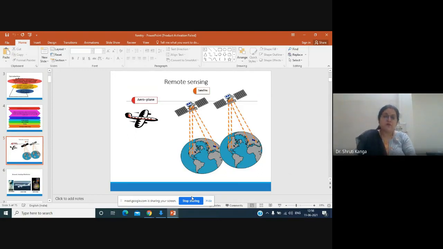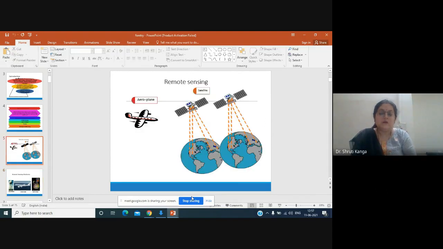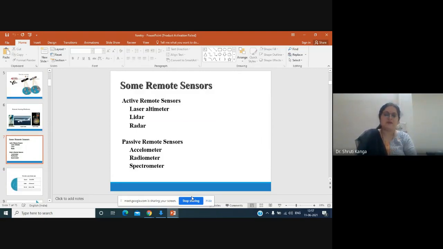Now, remote sensing, as I told you, these are different satellites through which we are observing these things, aeroplanes or drones or those kinds of things to get different kinds of remote sensing images. Remote sensing platforms: there are three kinds of platforms through which we can get these images. First is ground based, second is airplane based, and third is satellite based.